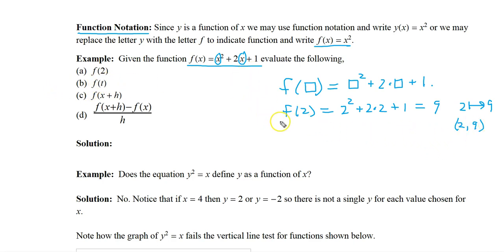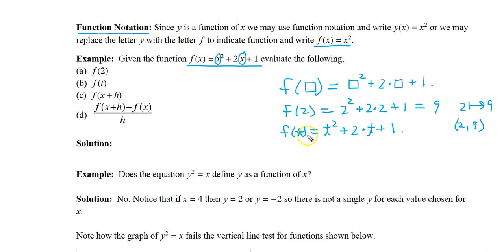Now what would f of t be? Well, f of t, whatever's inside the parentheses goes in place of the x. So this would be t squared. I replace the x with the t. And there we go. That's all it is. It just looks like we just changed the letter x to a t, and that's exactly what we did.